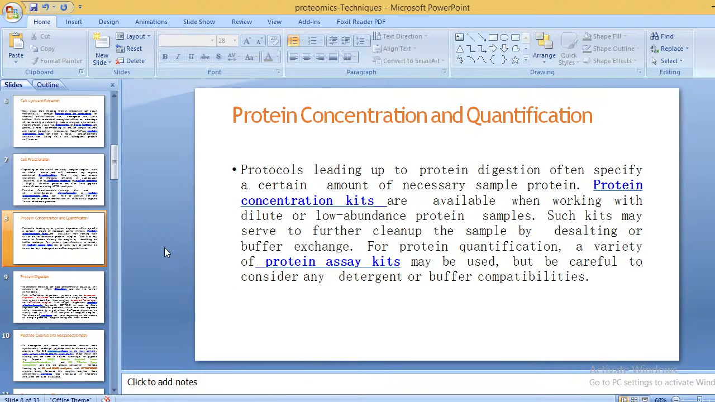Now, protein concentration and quantification. Different protocols are available, and different protein concentration kits are available in the market. You can use them for concentrating our protein.